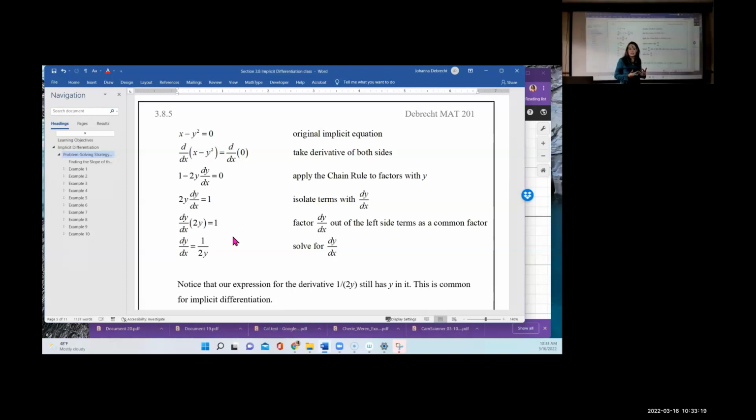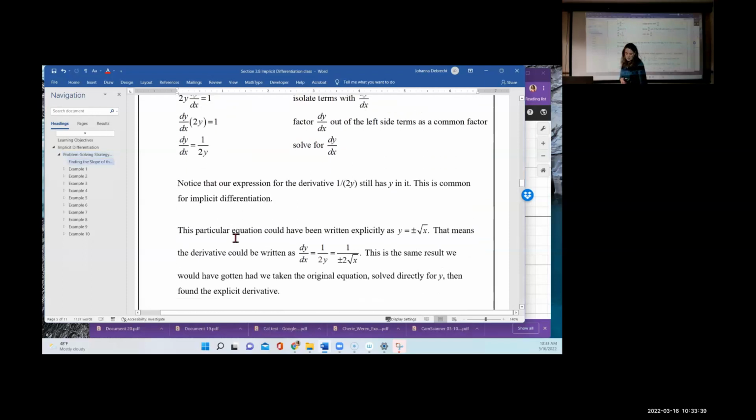This is still in some ways an implicit formula because it's not explicitly in terms of only x. Does everybody see that? This is not explicitly in terms of x. It's an implied formula in that I still have y involved in it, but this is the derivative of y with respect to x.